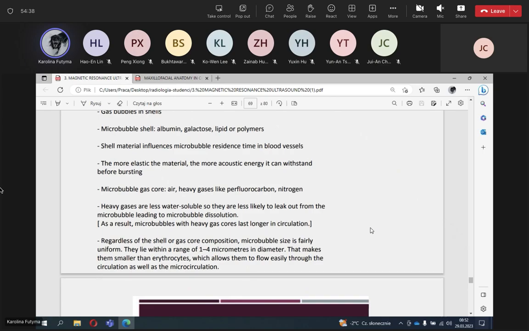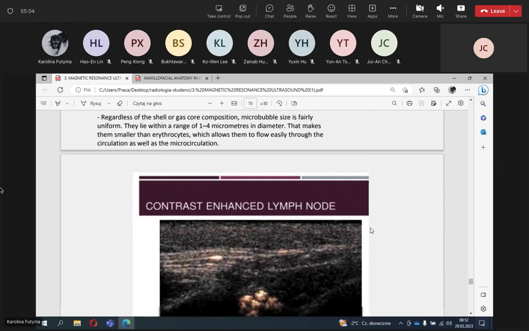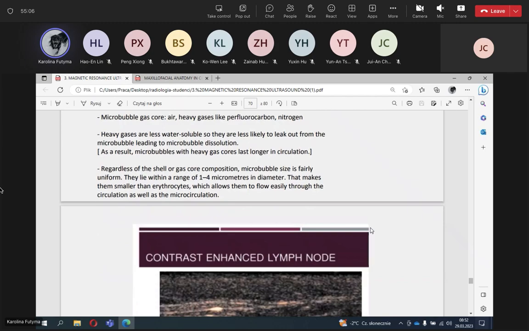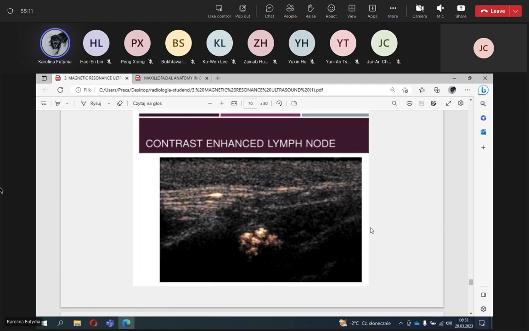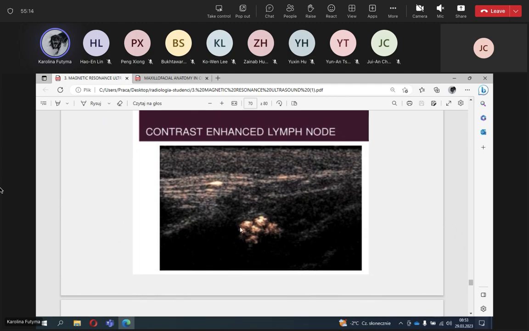Regardless of the shell or gas core composition, microbubble size is fairly uniform. They lie within a range of 1 up to 4 micrometers in diameter, so they are really small. That makes them smaller than erythrocytes, which allows them to flow easily through the circulation as well as the microcirculation. Sometimes we can use the saliva of the patient as a contrast media as well. So this is the contrast enhanced lymph node here.